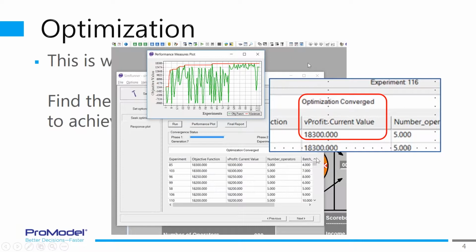In this case, we may have found that we have a profit of roughly 18,000, and that we know the number of operators, the batch size, and whether we use a piece of equipment, or in this case a robot, or not.